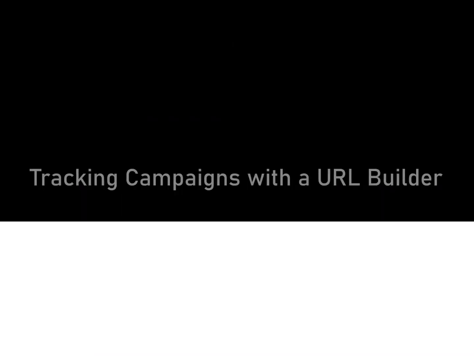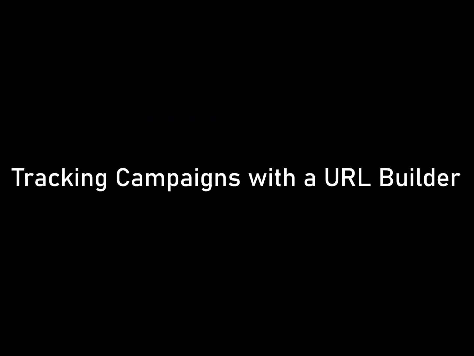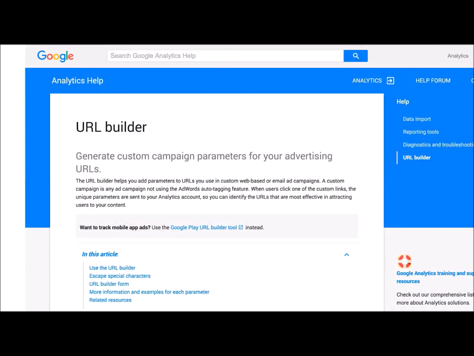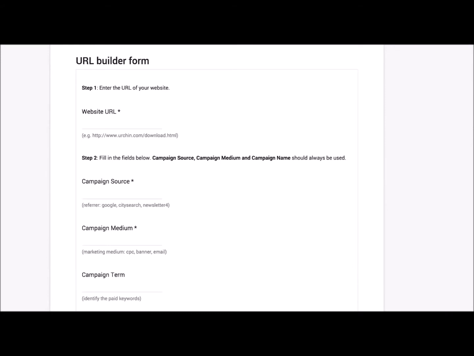To navigate to the URL Builder in the Help Center, click the link at the end of this lesson and scroll down to the URL Builder form. In the first step, type in the URL of your website or where you want your ad or campaign link to take users. Then fill out fields for the campaign, source, and medium.